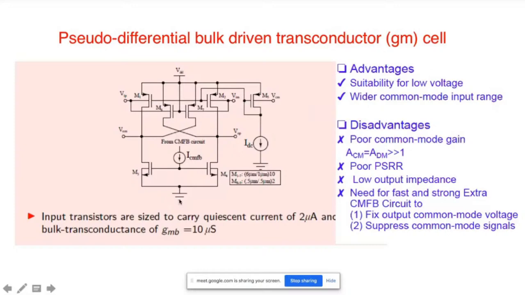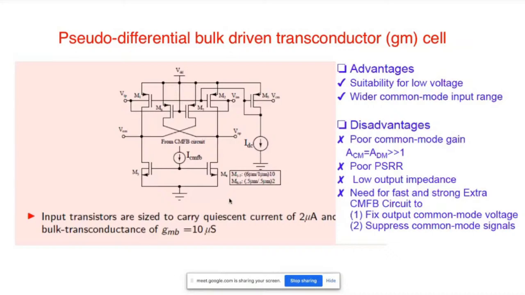Whereas in the case of pseudo differential, this will be useful where you are operating at low supply voltage, where you don't have much headroom to operate. If you have a lower supply voltage and you go for a higher cascode, then the swing is going to be reduced. So in order to avoid this, you can go for pseudo differential, where there are some advantages and some disadvantages. Your voltage headroom availability will be more, but disadvantages do exist.